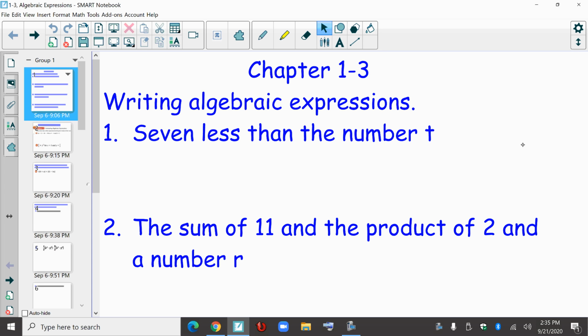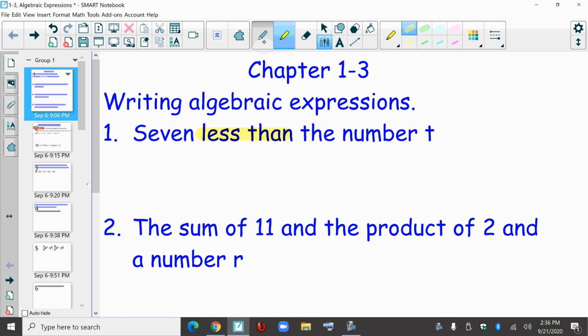Okay, today we're talking about algebraic expressions in chapter 1-3. And the very first thing we're going to do is take a statement and come up with a mathematical statement. So I give you the statement in English, and I want you to write the mathematical statement representing that. So the important thing that you need to know is to find those key words that mean addition, subtraction, multiplication, or division. So as I read this, I say 7 is less than is your key word, the number t.